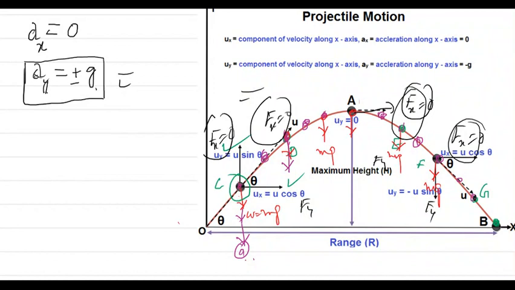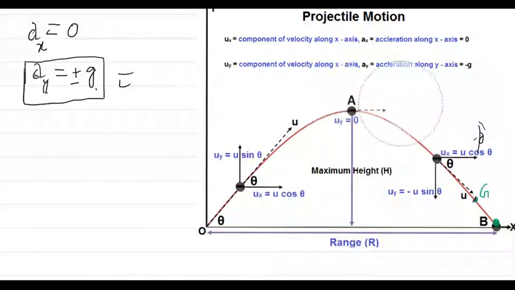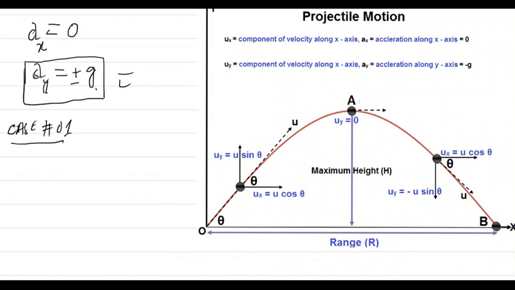Okay, so let's see. Let me erase it. It's better if I make it two parts, case 1 and case 2, for deciding the sign with g, whether it will be positive or negative in our calculations. First thing is when this is related to the motion of the object which is having projectile motion.